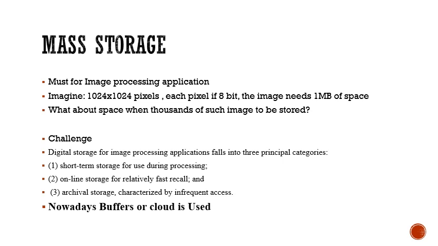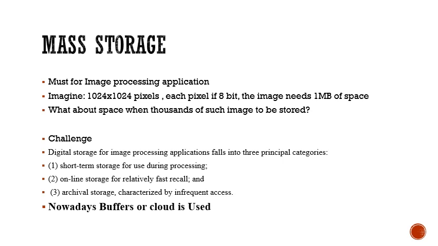Digital storage for image processing applications falls into three principal categories. One is short-term storage, just for the processing, and then we don't store it anymore. Another is online storage, for when you want fast recall or fast access. And then there is archival storage. This is for when we don't use it frequently, that is, infrequent access. That is why it's called archival storage.